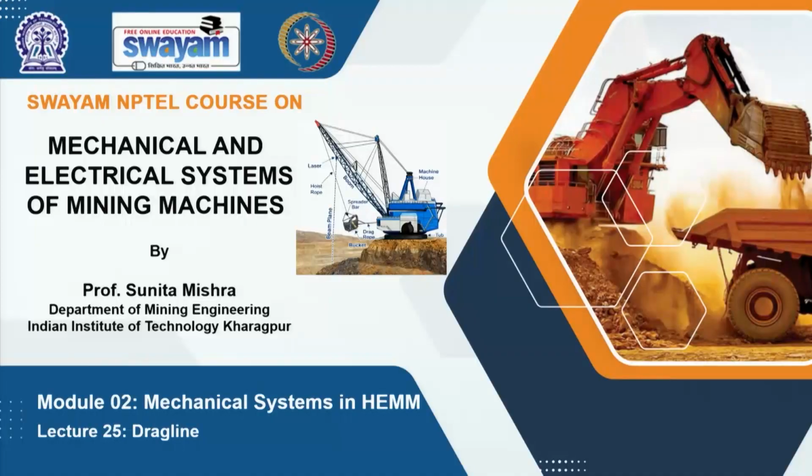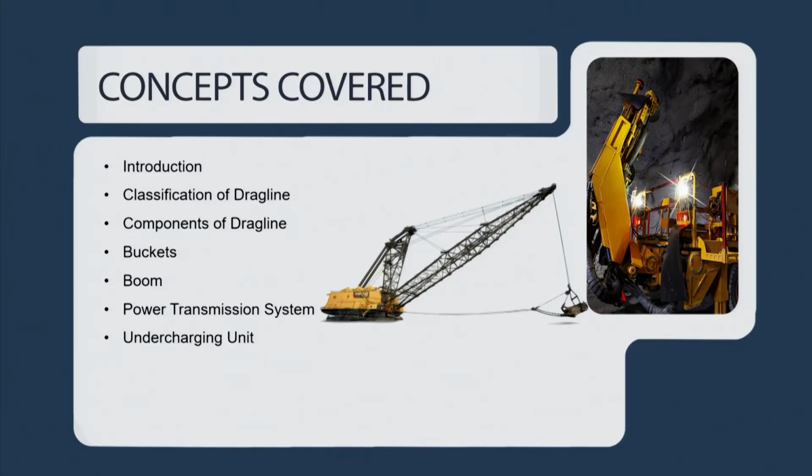Today we will be going through lecture number 25, that is on dragline, and it is a part of module 2, that is mechanical systems in heavy earth moving machineries. The content of this lecture would be as such. We will first go through the introduction of the dragline, and then we will be going to the classification of dragline. We will be then understanding the components of dragline. In components, we will be understanding the bucket, boom, power transmission system and undercarriage unit in details.